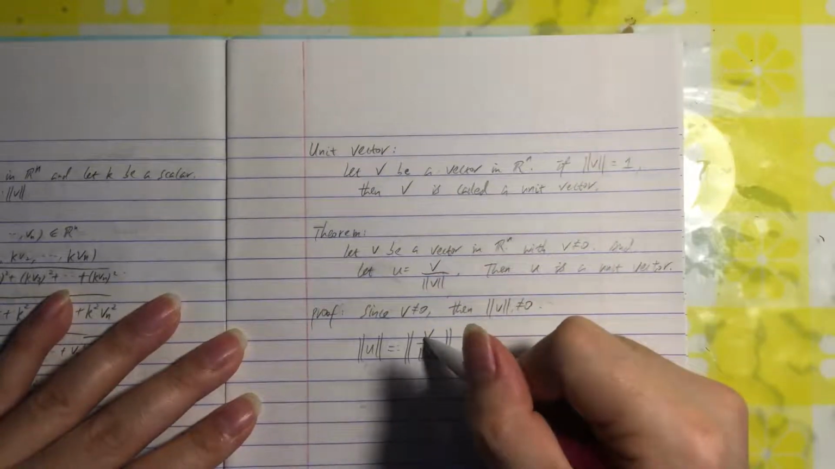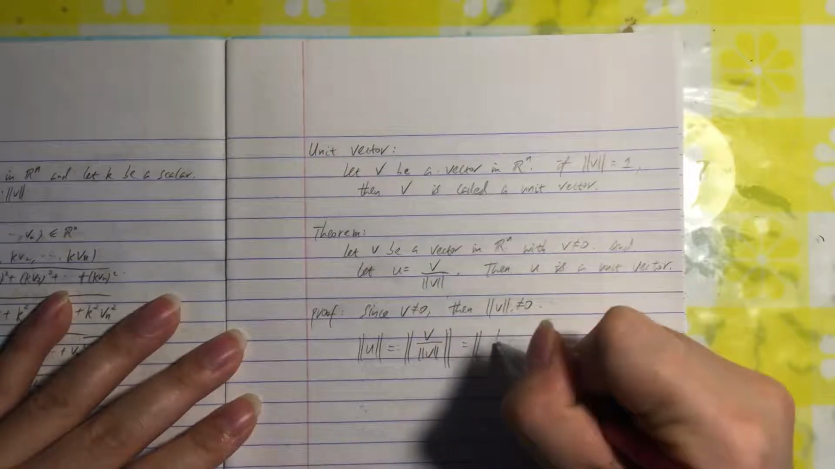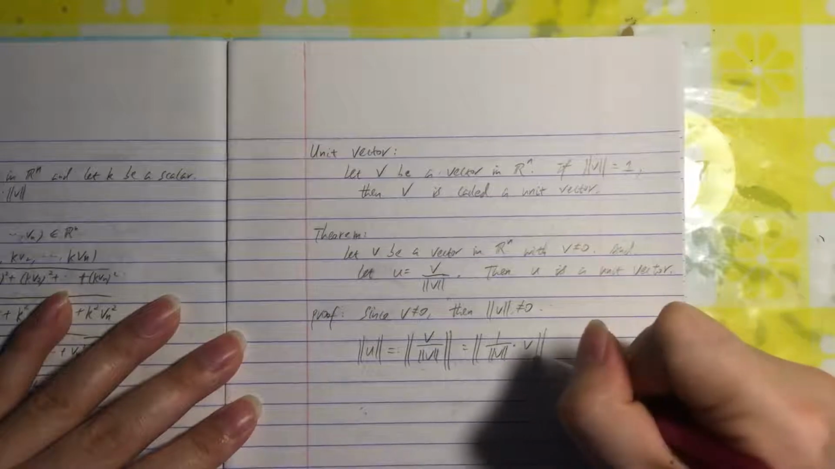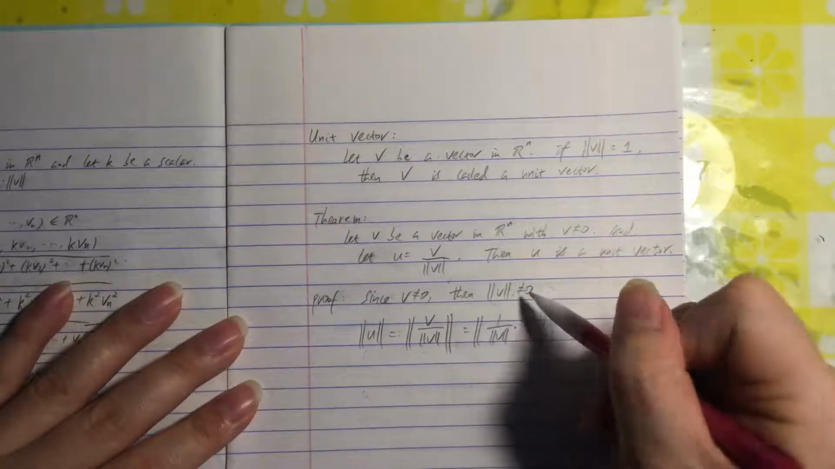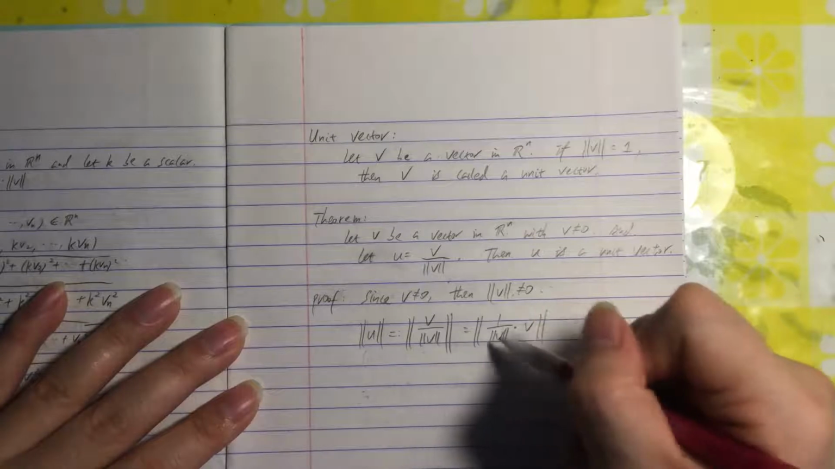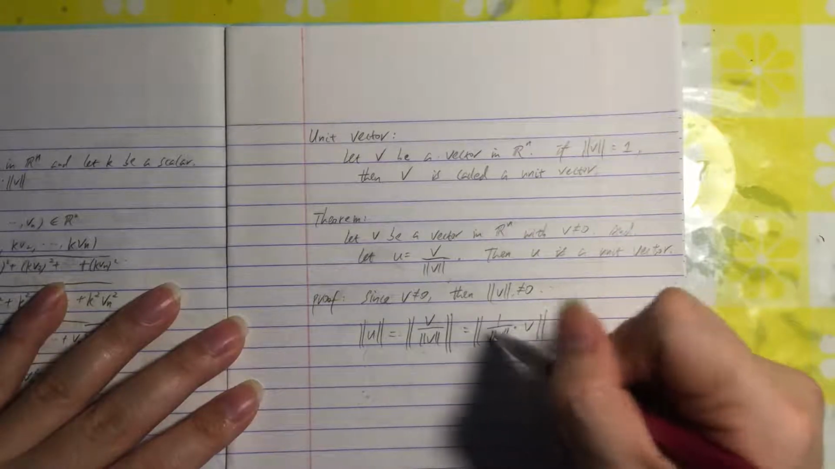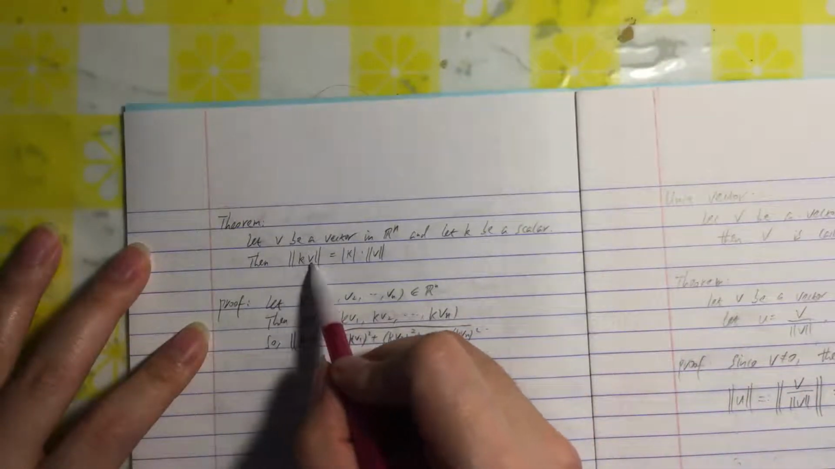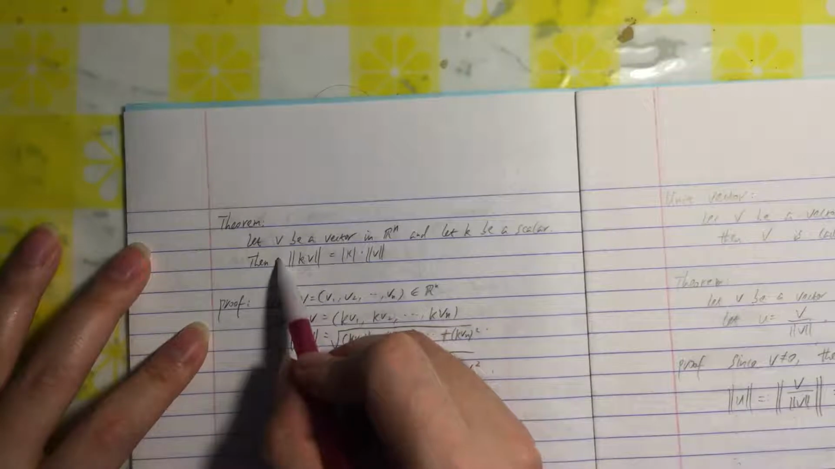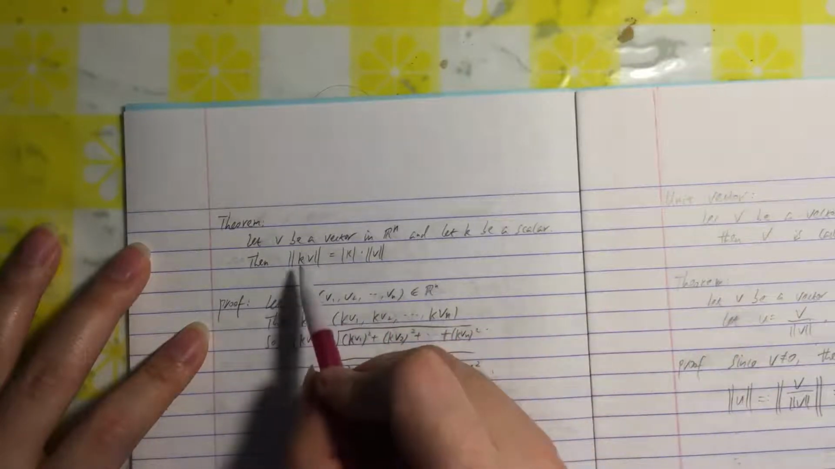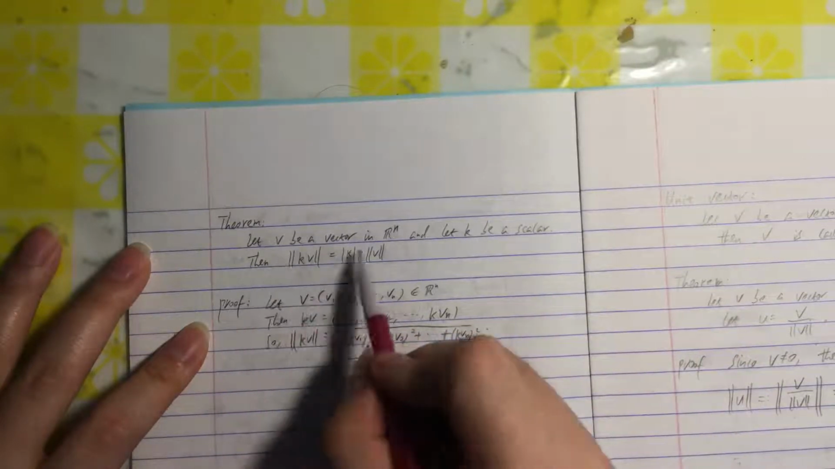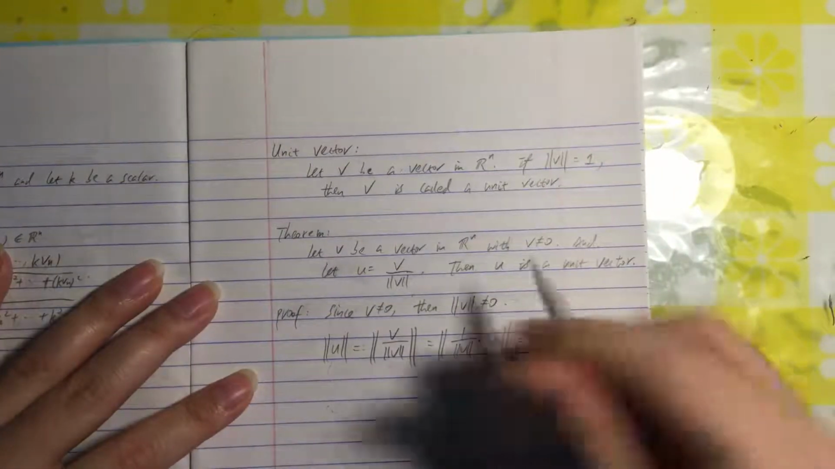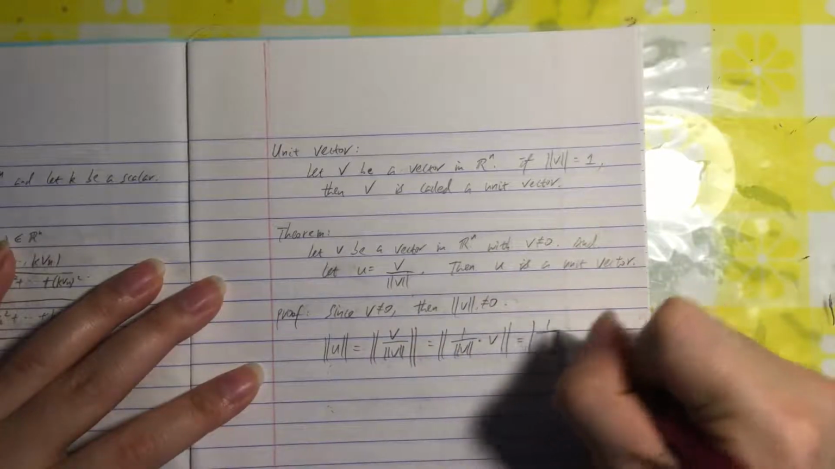This expression v over norm of v can be written as 1 over norm of v times vector v. Since norm of v is not 0, 1 divided by a non-zero constant is a scalar. According to the previous theorem, when we have a scalar times a vector, we can always pull out a scalar and add absolute value. Since 1 over norm of v is a scalar, I can pull it outside and add absolute value.